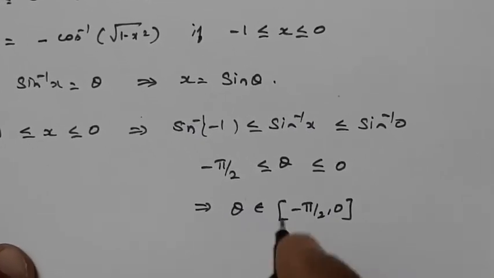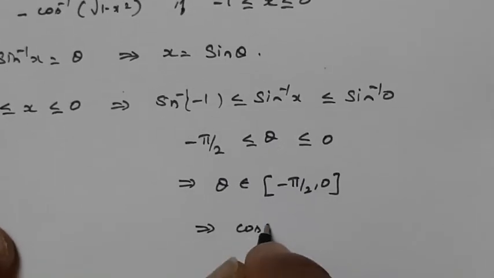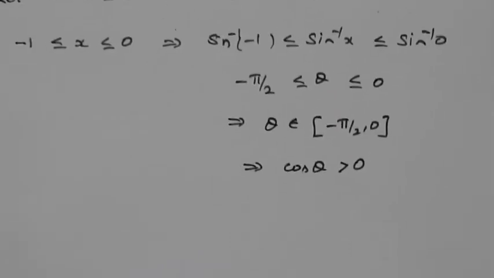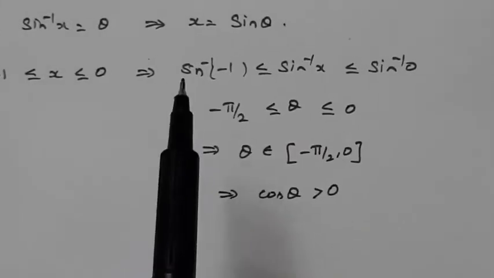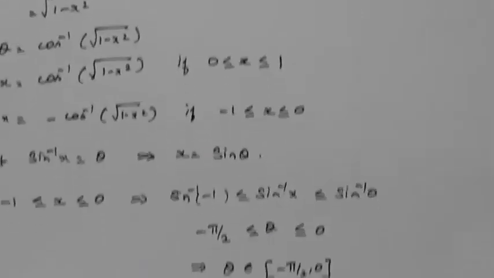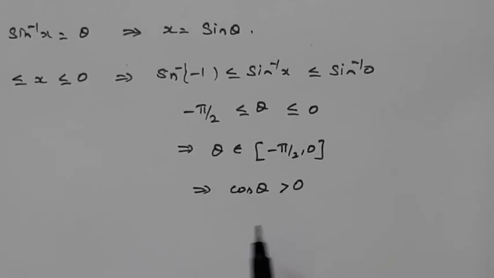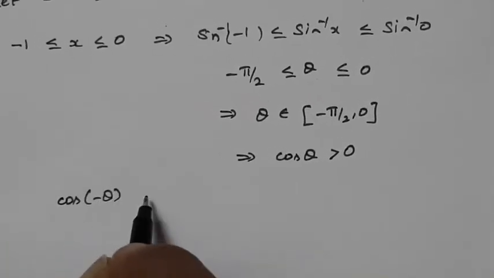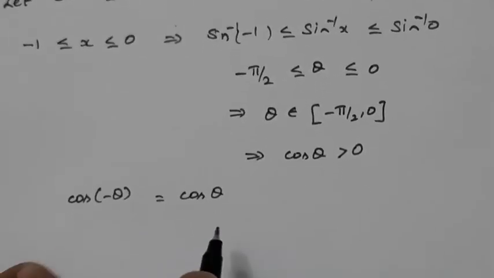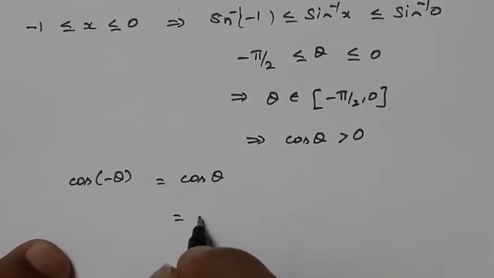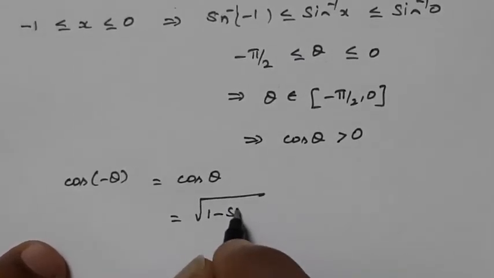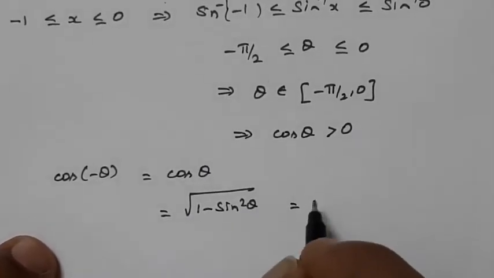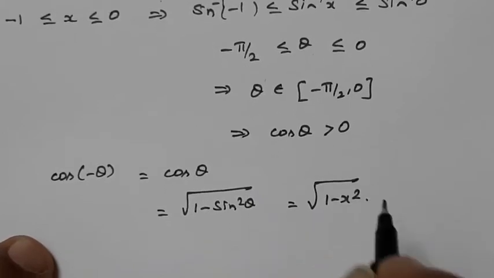In the fourth quadrant, cos theta is positive. Therefore, we can write this as cos theta is greater than 0. Okay. So, in the previous case, we proved that cos theta is greater than 0 as theta lies in the first quadrant. Here, theta belongs to the fourth quadrant, and hence cos theta is positive. Moreover, cos of minus theta can also be expressed as cos theta, and as cos theta is positive, we can write cos theta as root of 1 minus sin square theta. Now, replacing sin theta by x, we have 1 minus x squared.